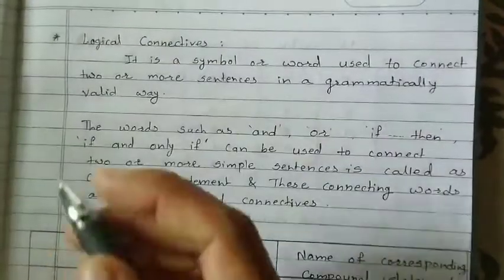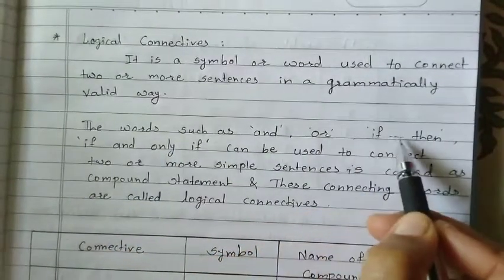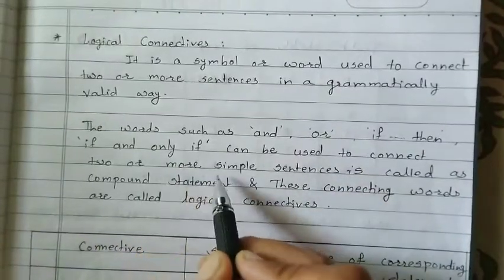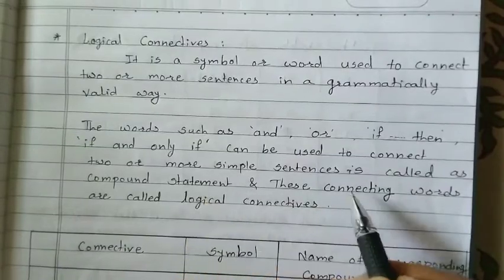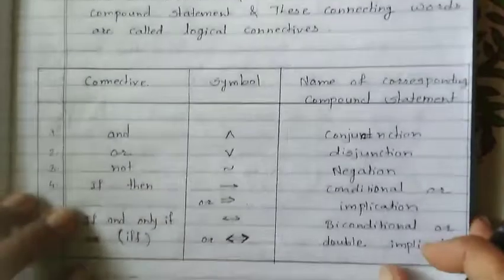There are four connectives. Look at yours. The words such as and, or, if then, if and only if can be used to connect two or more simple sentences, which is called a compound statement, and these connecting words are called logical connectives. Now look at the chart.